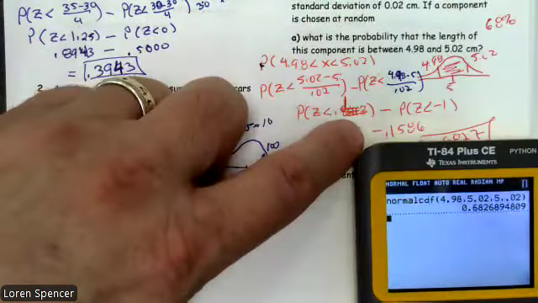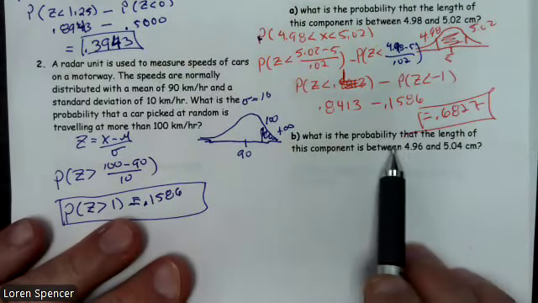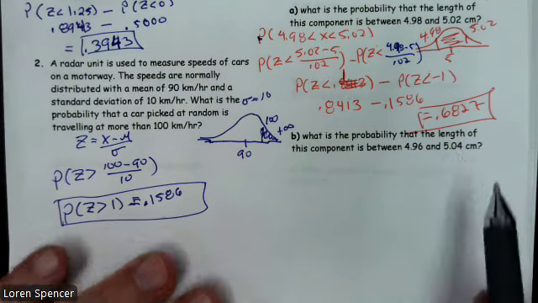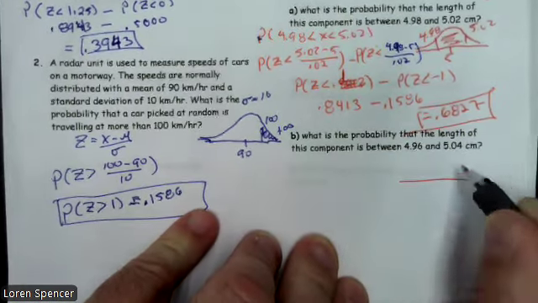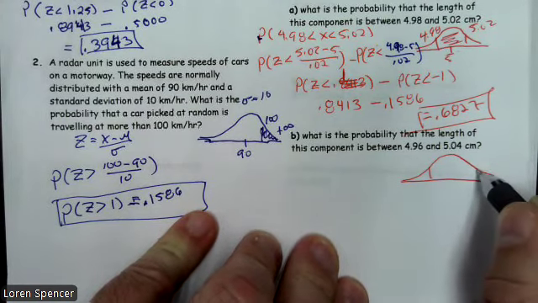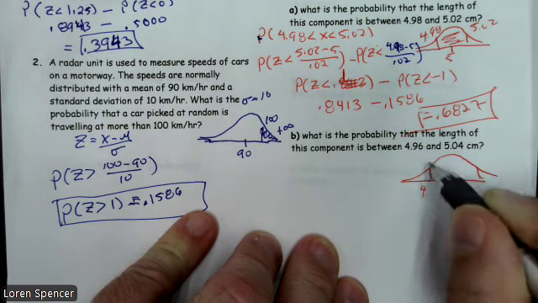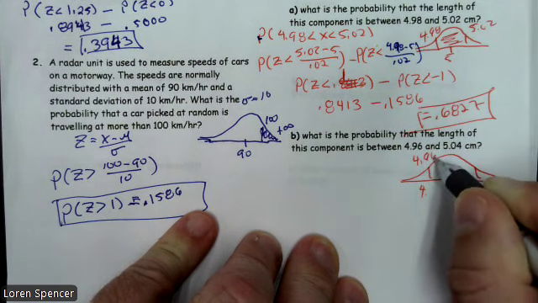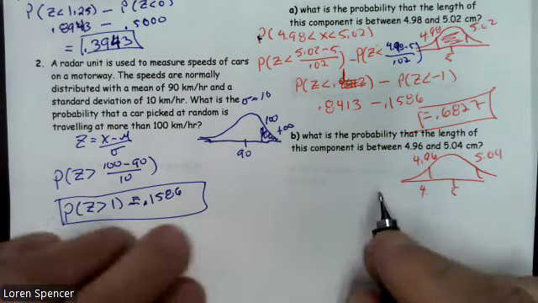68.268. Rounding, not much different. All right. What's the probability between 4.96 and 5.04? Oh, that's plus or minus 2 standard deviations, so it should be approximately 95%. So this is at 5. There's my mean. This is 4.96. And this is 5.04.